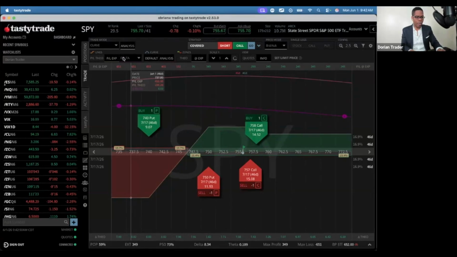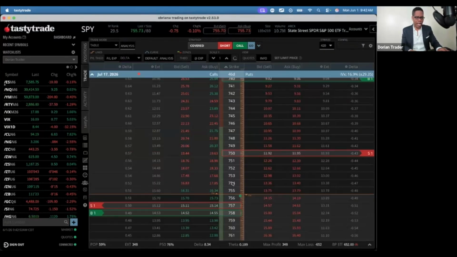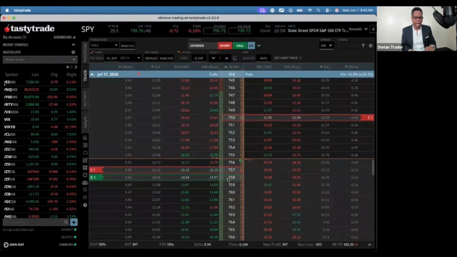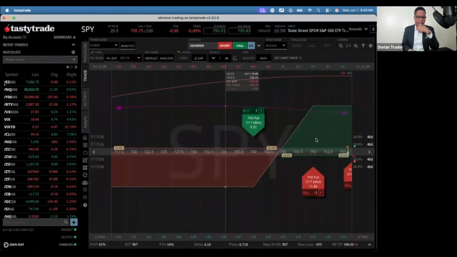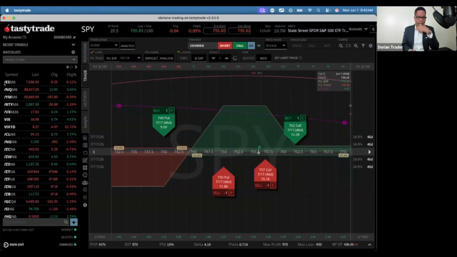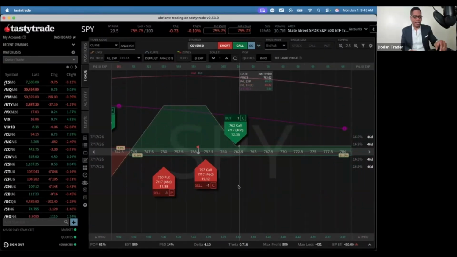But if I go back over here to this table and say I made it 5 points wide on the call side, and then I jump back over here, because I made it 5 points wide and I'm receiving more premium, it's still going to be no upside risk. In this example, I am receiving 570. The most I can lose if it jumps up is 500. I'm collecting 570, so even if it jumps up, I'm still going to make at least $70.